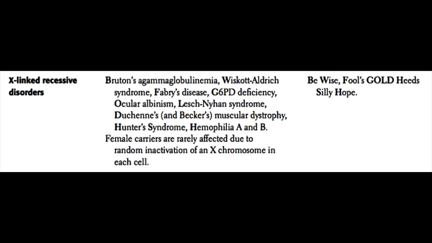G6PD deficiency, or glucose 6-phosphate dehydrogenase deficiency, which causes hemolytic anemia under oxidative stress, as well as ocular albinism, which is albinism in the eye only, Lesch-Nyhan disease, Duchenne's and Becker's muscular dystrophies, Hunter's disease, hemophilia A and B, which are deficiencies of clotting factors 8 and 9, respectively.